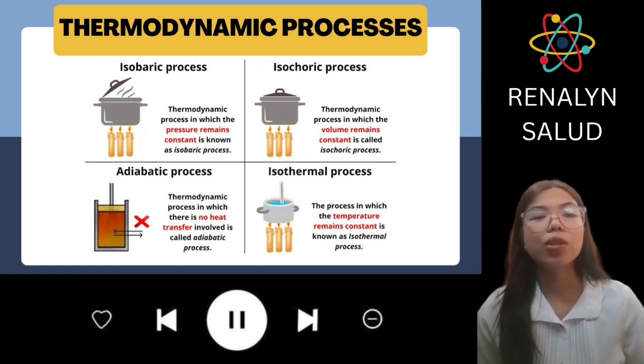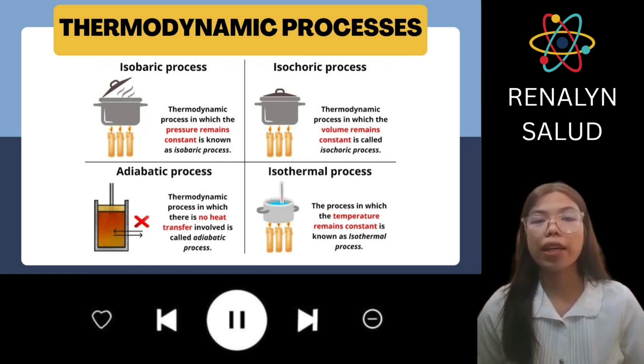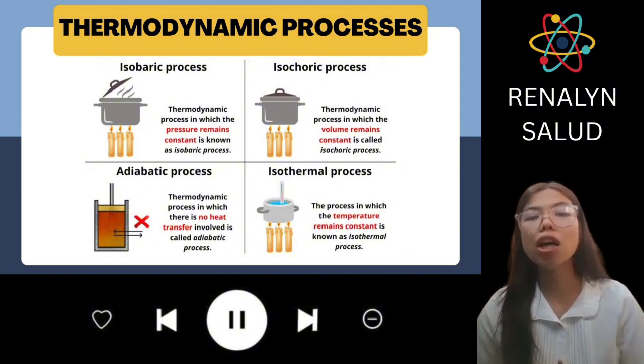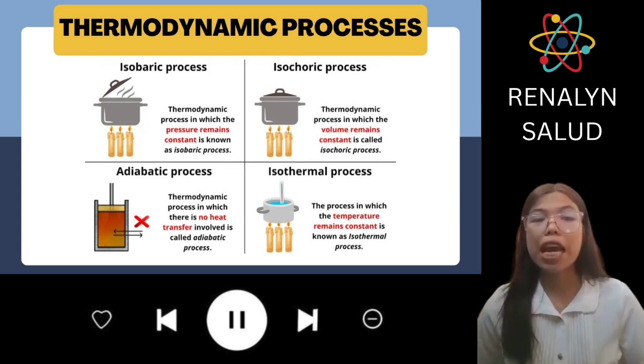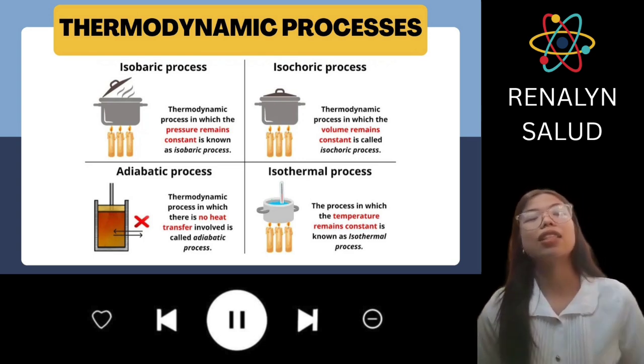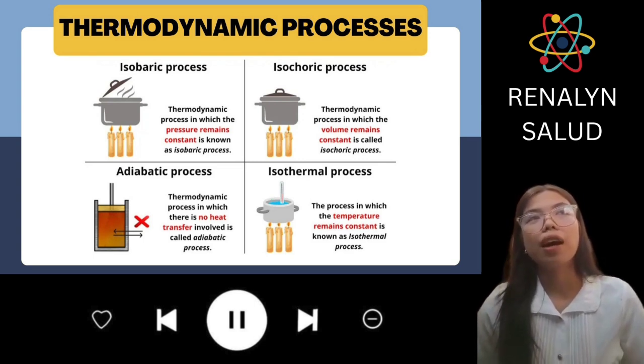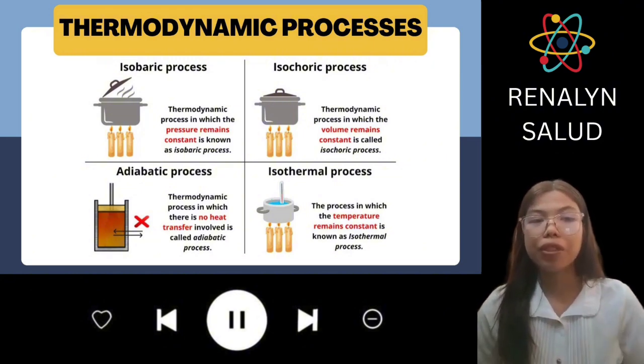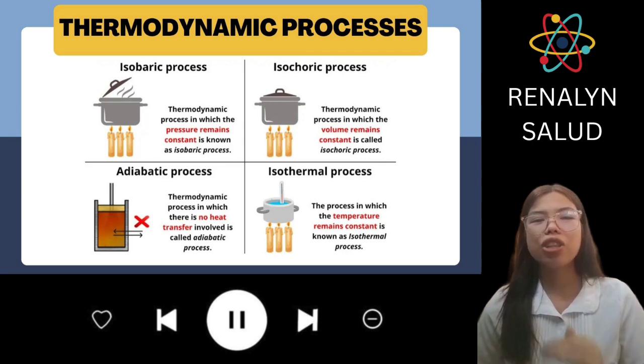Another example is the expansion or compression of gas in a cylinder with a movable piston at constant pressure. Next we have the isochoric process, or constant volume. The volume remains constant, meaning no work is done by the gas. For example, heating a gas in a sealed rigid container. Any heat added changes only the temperature and internal energy. So that is number 2.